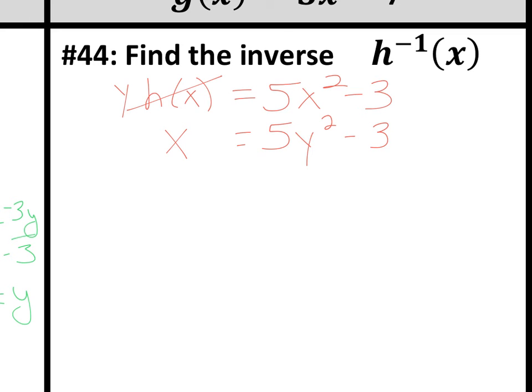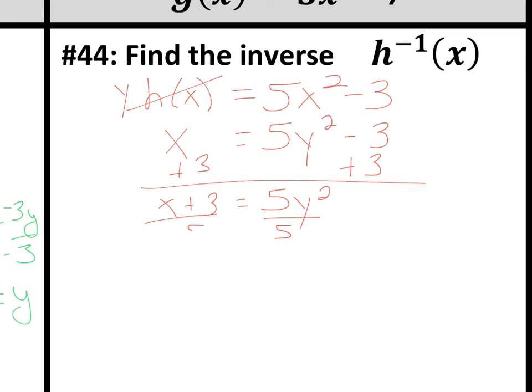Okay. Let's get rid of that minus 3 by adding 3 to both sides. So x plus 3 equals 5y squared. Do not try and take the square root yet until you get rid of the 5. So we'll divide both sides by 5. And we get x plus 3 over 5 equals y squared. Now we want to get rid of the squared. Okay, so don't try and get rid of the squared until all the other junk is gone.